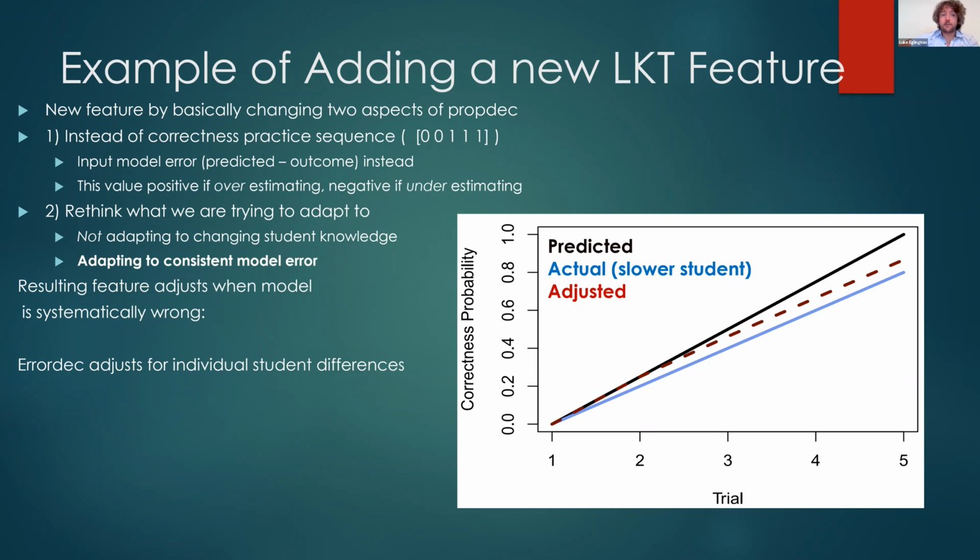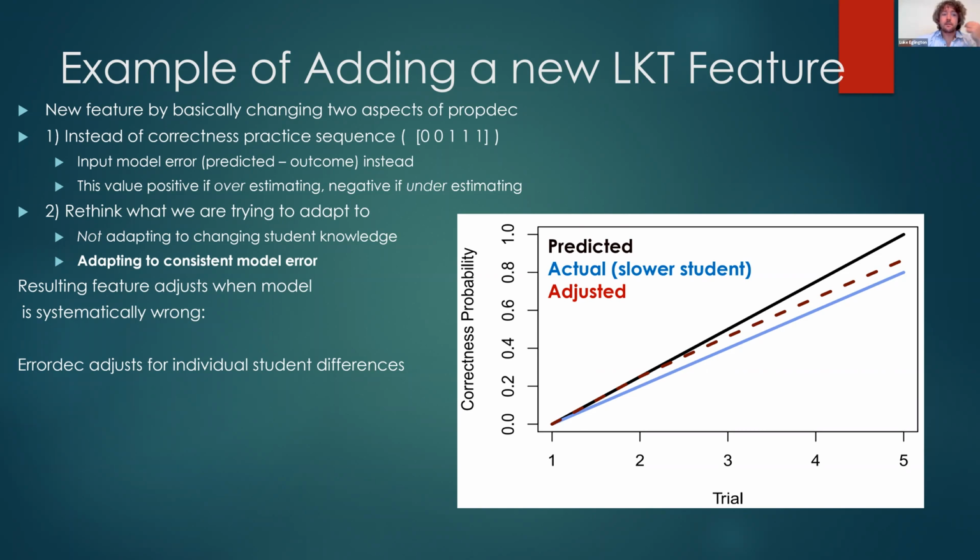And so if the value is positive, we're overestimating that student, and we're going to have some problems because we might decide that they've mastered content too early, or maybe take too long to decide they've mastered content. The student's going to be bored, right? So this is relevant in practical situations. And so we're basically rethinking what we're adapting to with this feature. Instead of adapting to their knowledge, we're adapting to the model making errors. So all we're changing, and if you look into the code, you're going to see that this feature I'm calling error deck is basically a copy paste of prop deck, but I changed what gets inputted and a couple of other minor things.